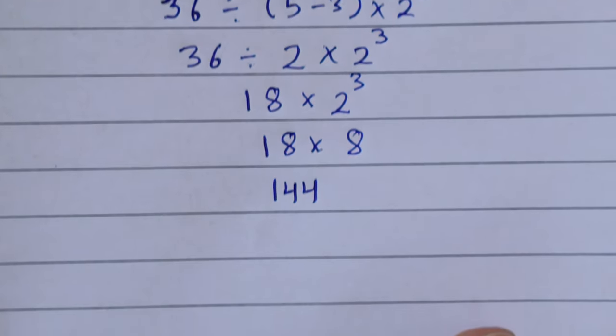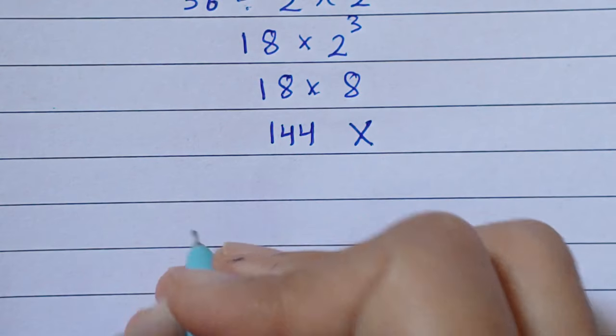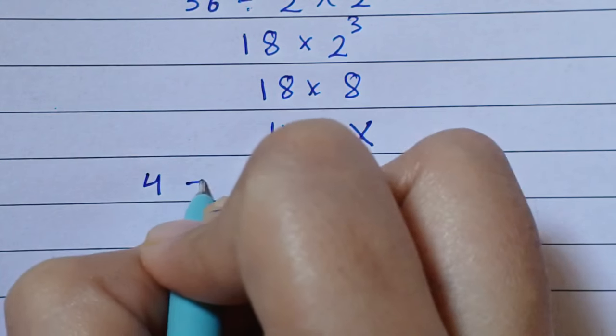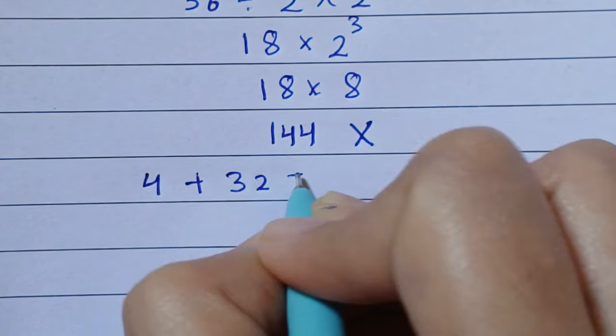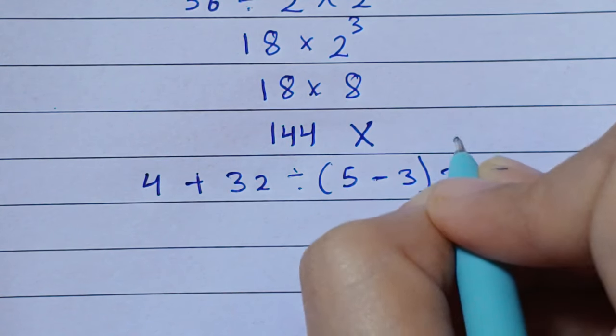So if you think the answer is 144, then you are absolutely wrong. This is the wrong answer. So write the question once again: 4 plus 32 divided by bracket 5 minus 3 2 cube.